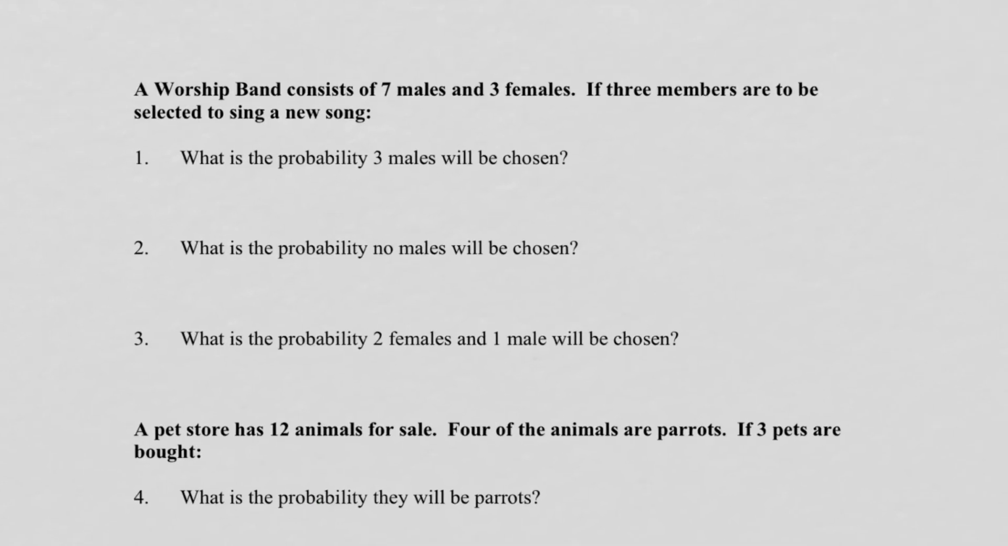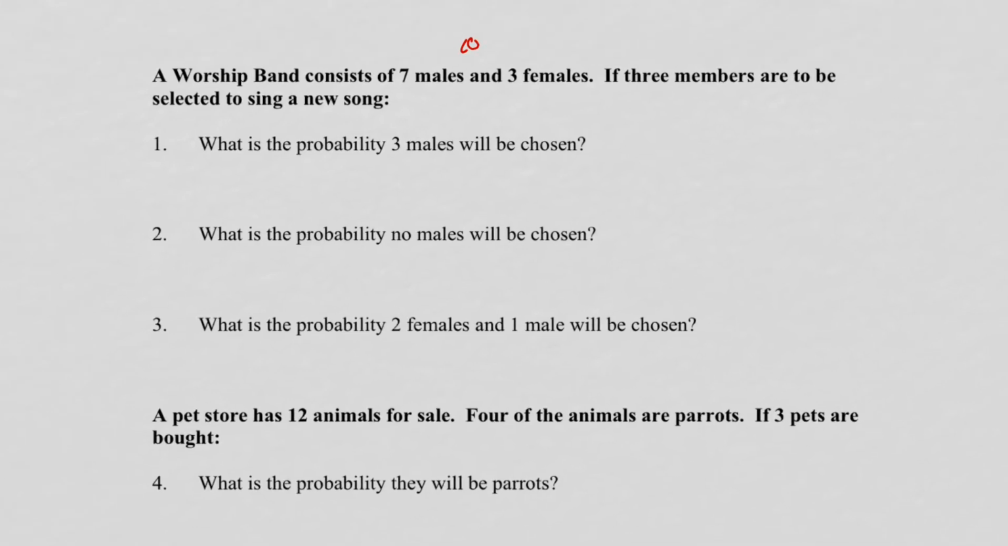Guys, how many people total are in the worship band? You have 7 males, 3 females. 10. Okay, that's an important number in a minute. If 3 members are to be selected to sing a new song, what's the probability of getting male, male, male? 3 males.